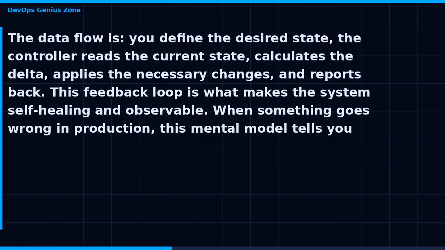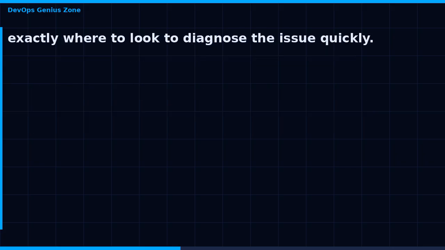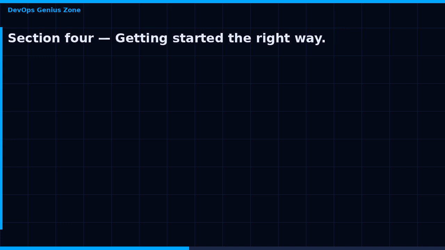Section 4: Getting started the right way. The most common mistake engineers make when learning Kubernetes ConfigMaps and Secrets explained with real examples is jumping straight into configuration without understanding prerequisites and requirements. Here is the correct sequence that senior engineers follow. First, understand the problem before touching any tooling.